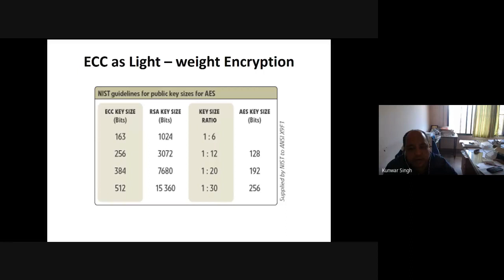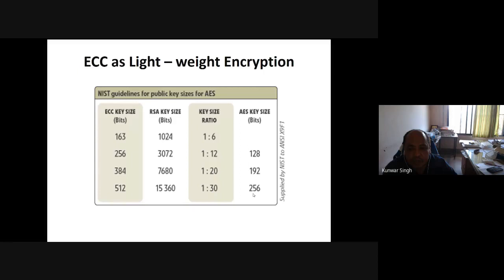Now compare these three with the symmetric one. Symmetric is much more efficient. See AES: AES 128 bit gives the same security as RSA 3072 and ECC 256. So AES is much more efficient than ECC. The symmetric systems are much more efficient than the asymmetric systems, or public key cryptography.